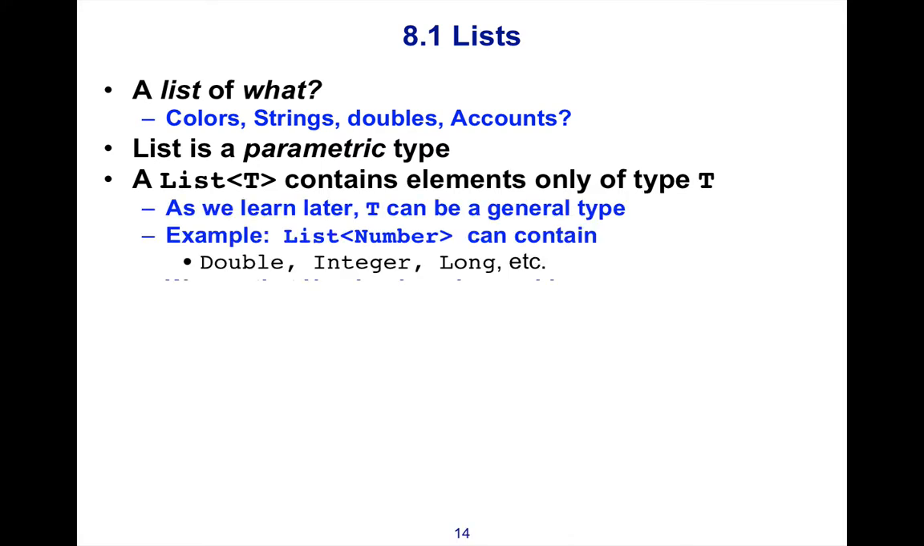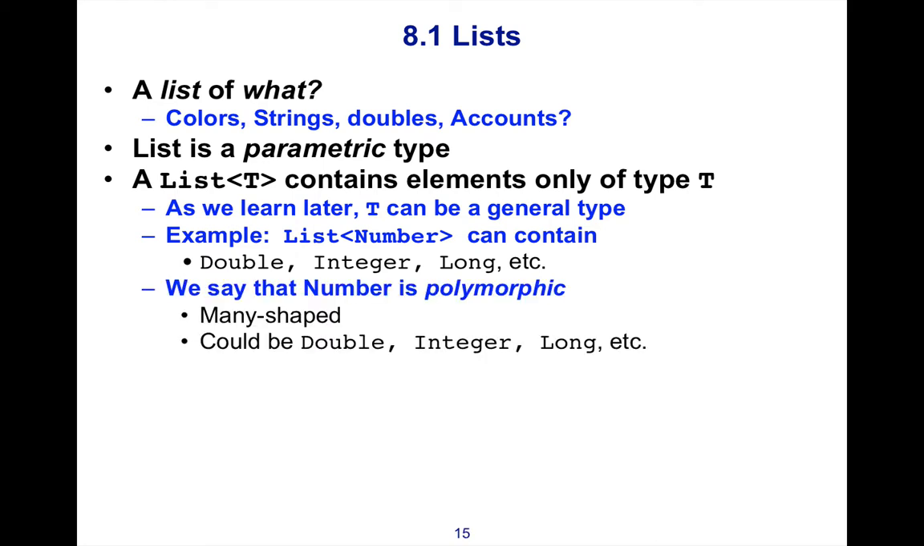We'll learn later that T can be a more general type. For example, Java offers the type number, and the contents of such a list could be a double or an integer or a long, and so on. In this case, we say that number is polymorphic. The word polymorphic literally means many shapes, and a number can take on many shapes. It could be an integer, it could be a double, or a long, and so on.